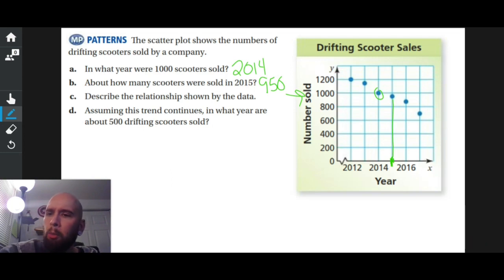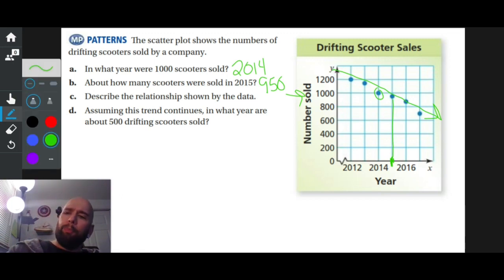Describe the relationship shown by the data. I'm going to use words to describe, because writing again on this thing is not the best idea. It seems that as the year goes on, we sell less and less and less drifting scooters. Now, that's because we have ourselves a negative correlation like that. As the years go on, I'm selling fewer drifting scooters. Whatever a drifting scooter is. Oh, probably like a Razor scooter. Those are cool.